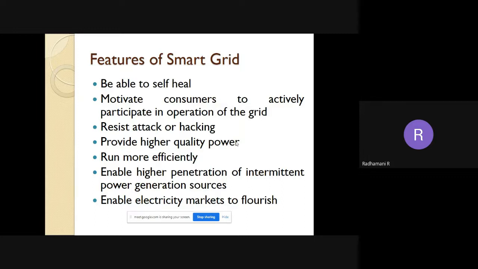So, in this class, we discussed what is meant by conventional grid and what are the components used in the power system. And similarly, there is a history of power, and there is the evolution of grid, and what is meant by smart grid, and what are the expectations and what are the features of smart grid.